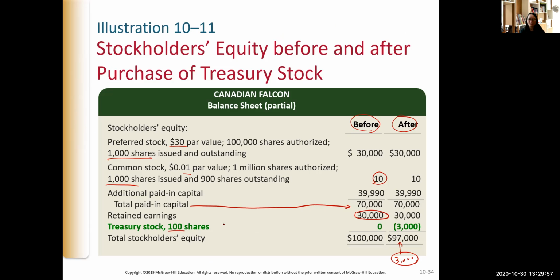And then you minus 3,000 here, right? Treasury stock, 100 shares at $30 per share.